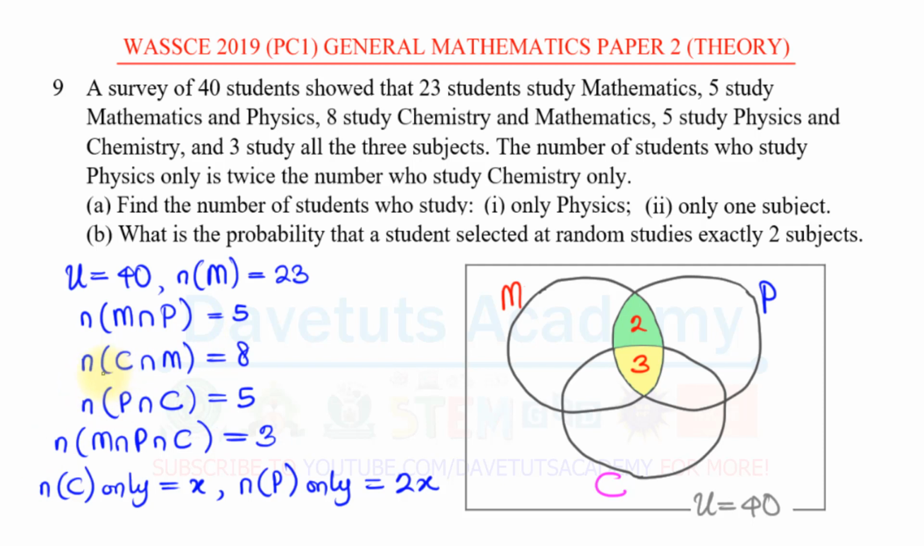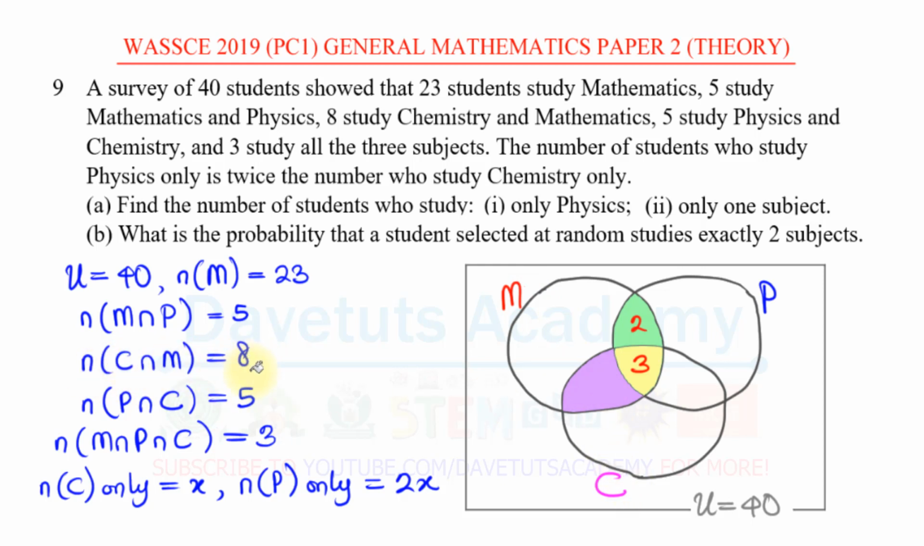So in the second case, we are told that the number of students that offer chemistry and mathematics is 8. But out of that 8, we already have 3 that studied maths, physics, and chemistry. So where is the region that is intersecting the chemistry and mathematics? I can use some other color. It is this region in yellow and this other region. That is the region of those that study mathematics and chemistry. This particular 8 that we are looking at.